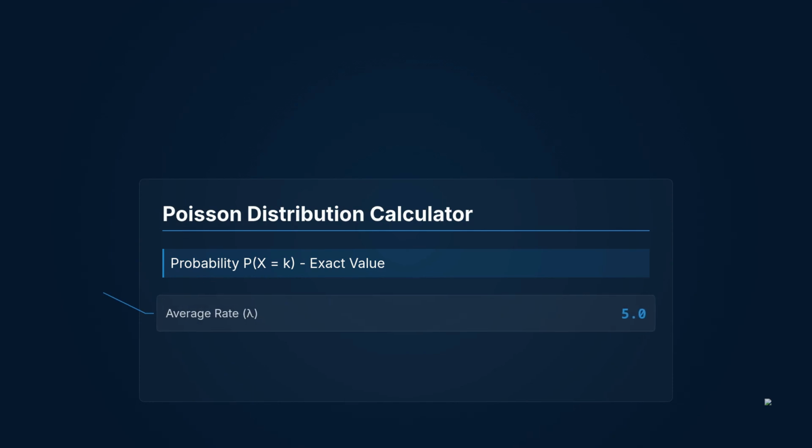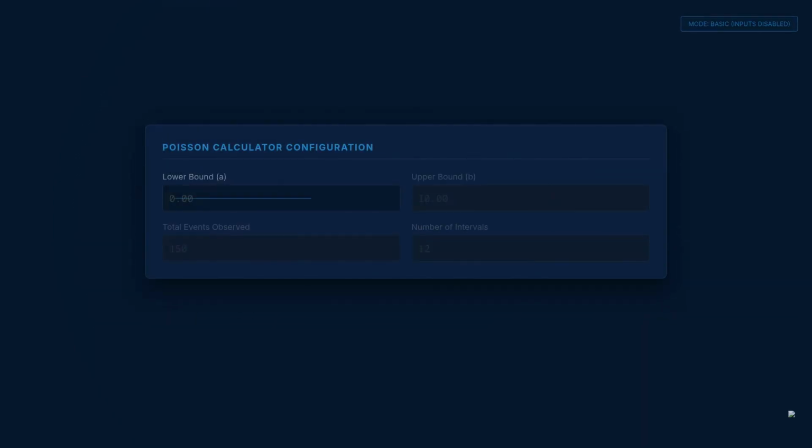Below that, you enter your average rate, lambda, then number of events, k. There are also fields for lower bound, a, upper bound, b, total events observed, and number of intervals, though these aren't needed for our selected mode.